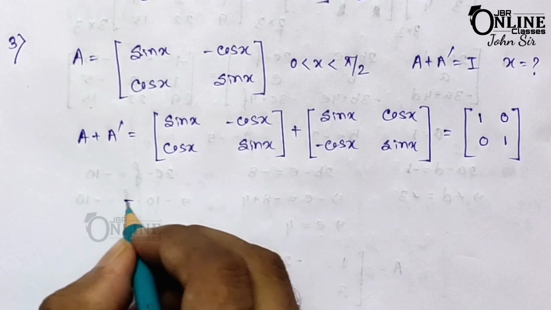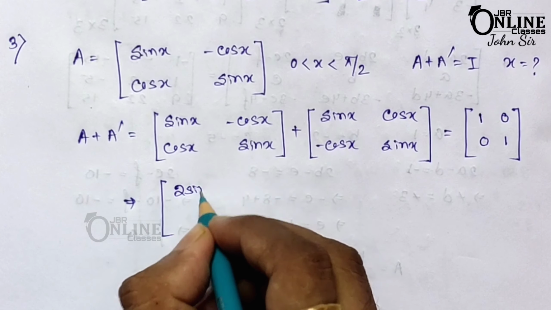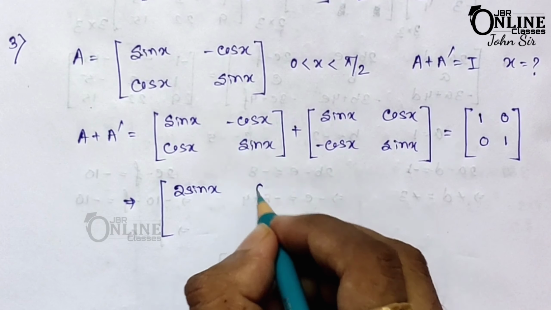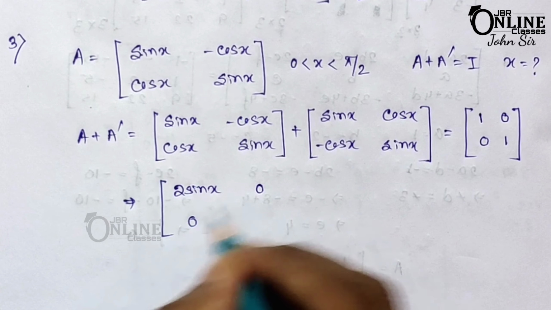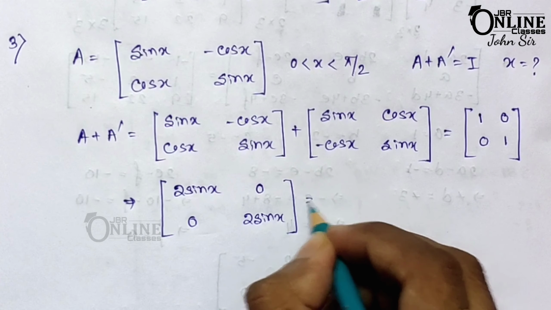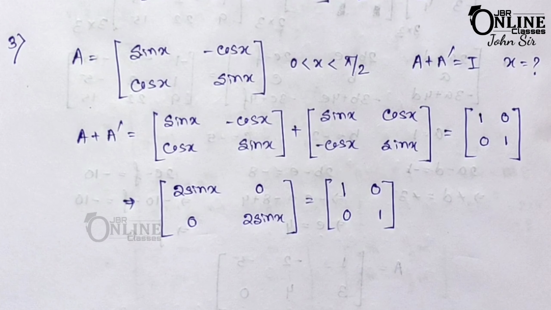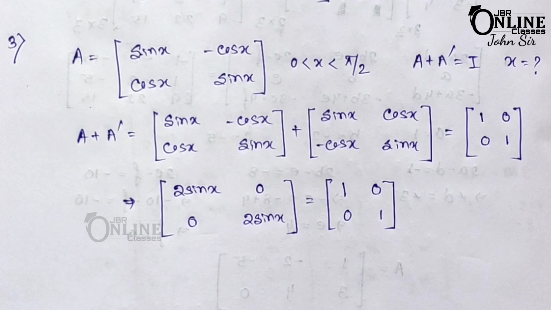Okay, so now sin x plus sin x will be 2 sin x, cos x plus (minus cos x) will be 0, minus cos x plus cos x is 0, sin x plus sin x will be 2 sin x, that equals 1, 0, 0, 1. Now if you compare both sides, then you will get 2 sin x equal to 1.